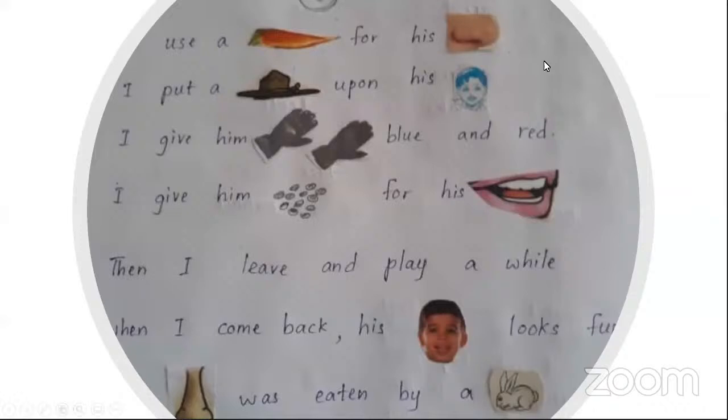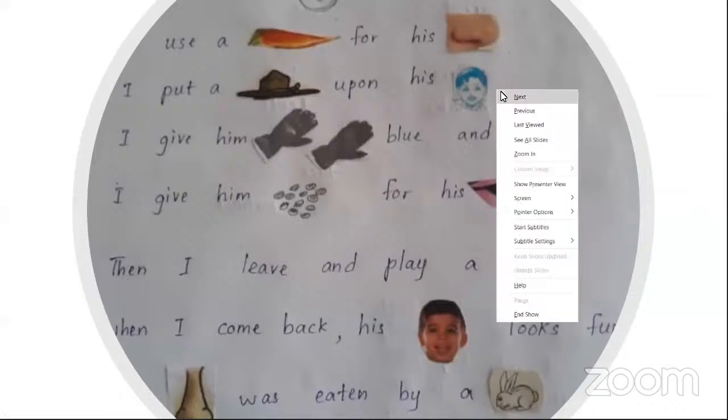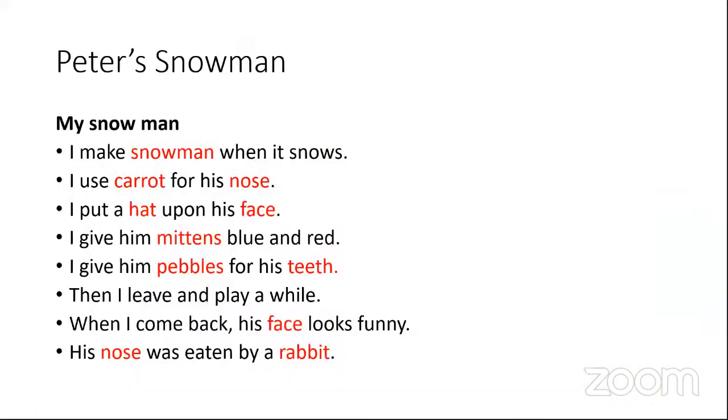Now move on to the next one. I have given the answers with the letters. Now you can check your spellings in this poem. Now just remember the snowman, and here you have met these words. Mittens. Mittens means gloves, which we wear in cold climates. If you have written gloves, it's also correct.